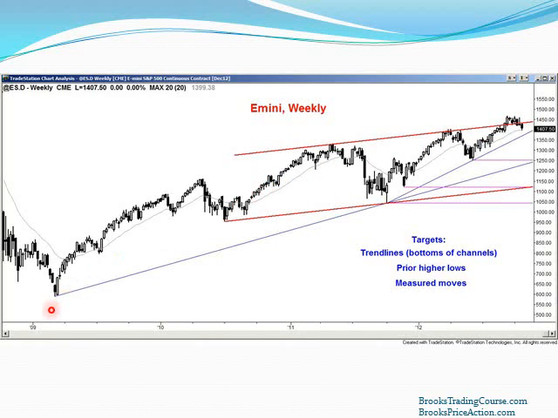Weekly chart still in a bull trend. Higher lows, right? Higher lows and higher highs. So it's still a bull trend on the weekly chart, but it's a channel and it's becoming flatter and the pullbacks are becoming deeper. So it's probably transitioning into a trading range. And other targets besides the trend lines, prior higher lows. Remember, as long as it's forming higher lows, it's in a bull trend. So the bears want the market to fall below prior higher lows, and then the market would be in either a trading range or in a bear trend.